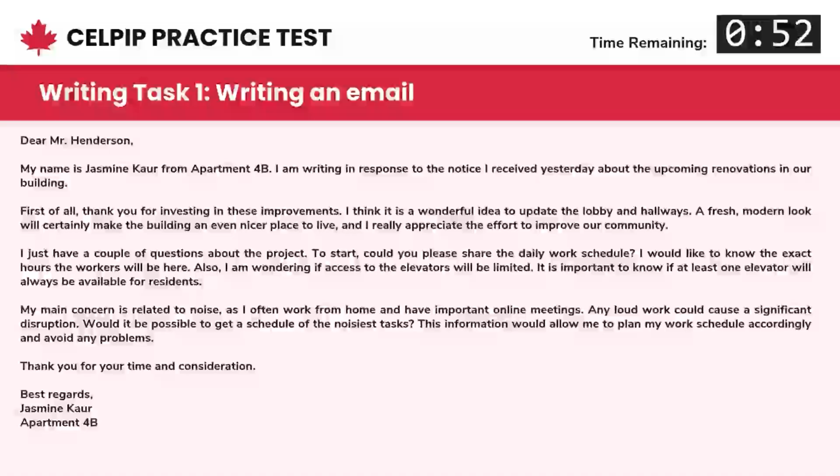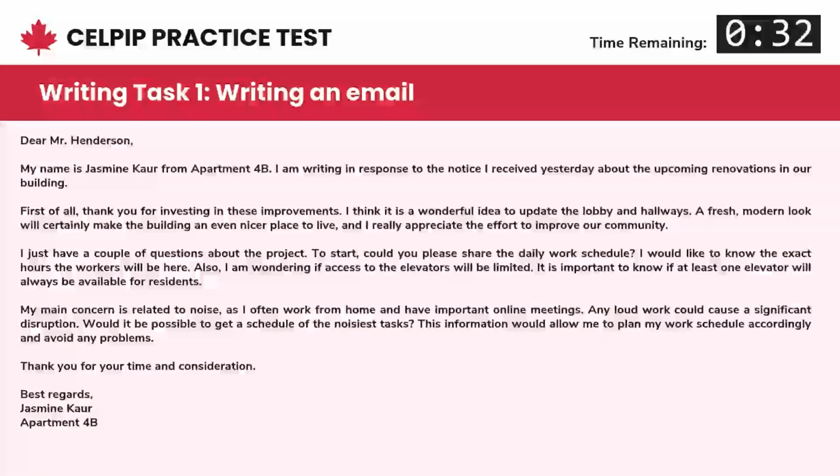The email's organization is very clear. It uses a polite greeting, "Dear Mr. Henderson," and separates each main idea into a new paragraph. This structure makes the message easy for the manager to read and understand. The tone is respectful and cooperative, which is perfect for this situation.